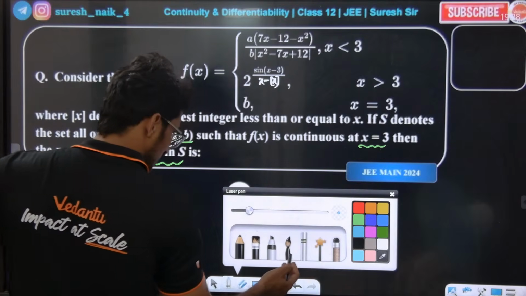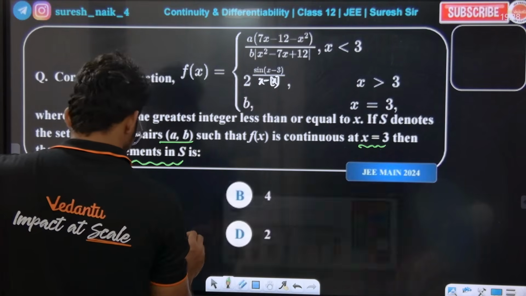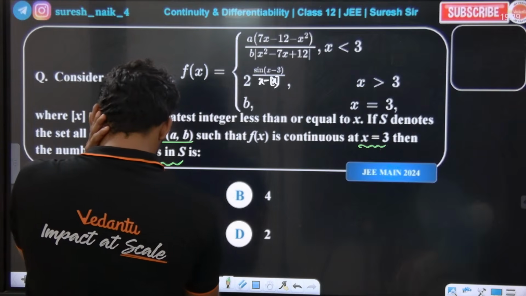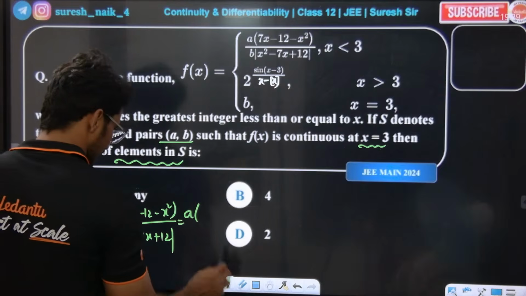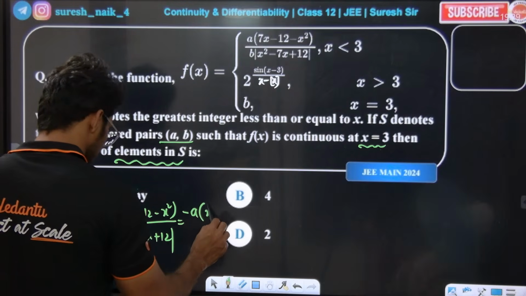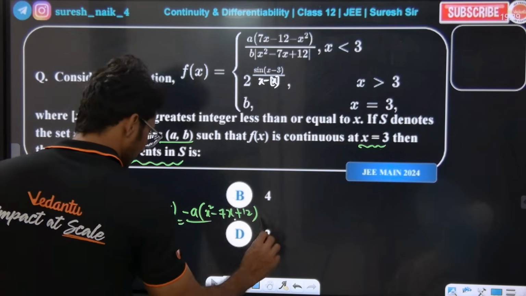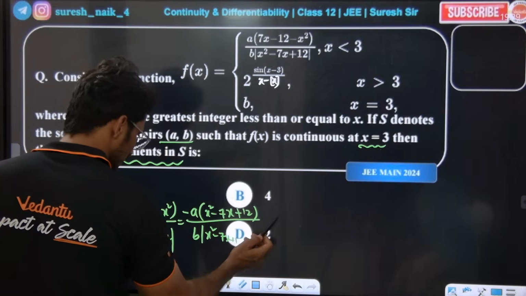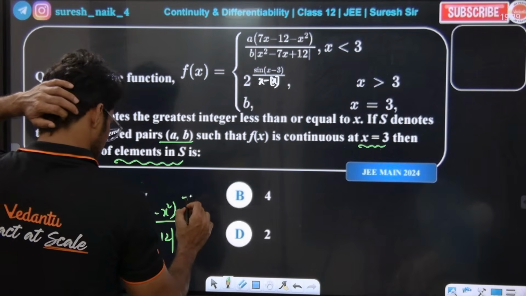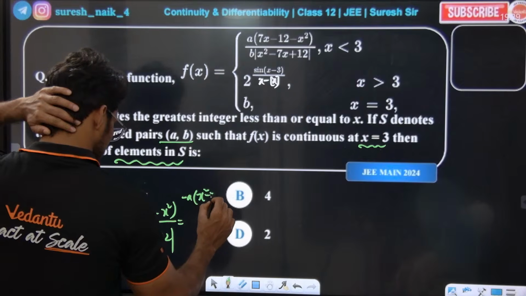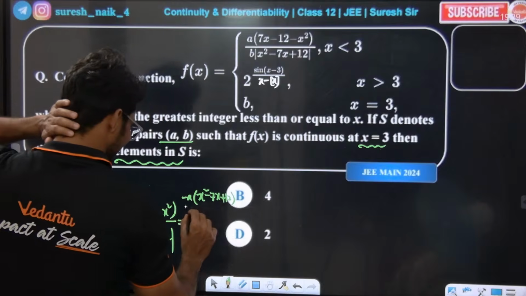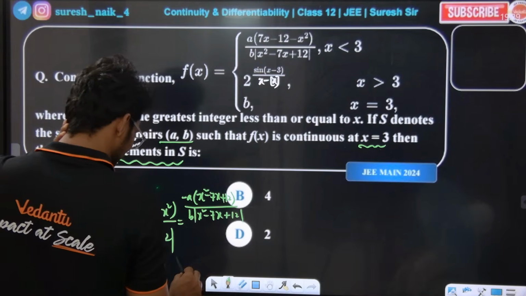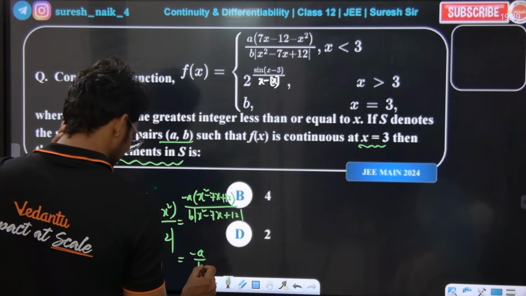Select the pen. a into how much? 7 minus 7 means how much? 7x square, so 12 means 4 threes. I can write this as definitely minus; we'll take minus common. x square minus 7x plus 12, divided by b into modulus of x square minus 7x plus 12. Minus a times (x square minus 7x), divided by b into (x square minus 7x plus 12). Correct, so minus a by b.